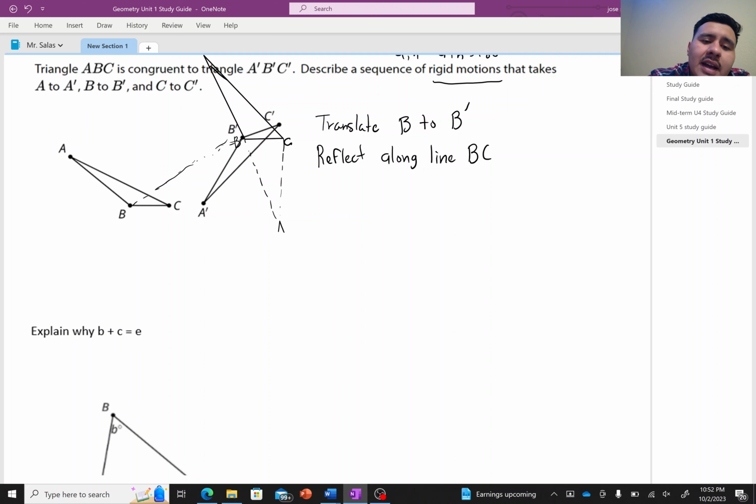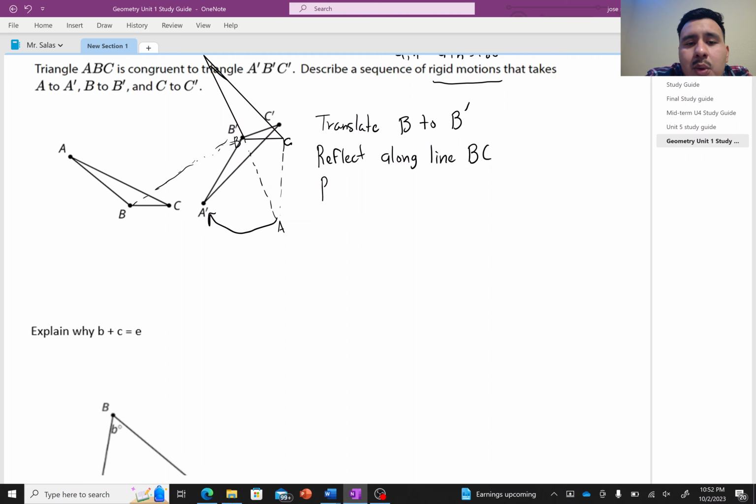So now my A is technically over here. So how can we get this A to this A? What other motion am I missing? Well, I've already used a translation and a reflection. I'm missing a rotation. Whoops, why did this become a straight line now? This is supposed to be a rotation like that. No, I don't want a straight line. I want a curved line. Okay, it's going to become a rotation like that.